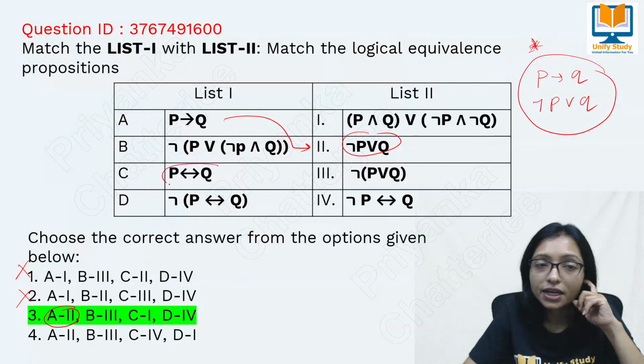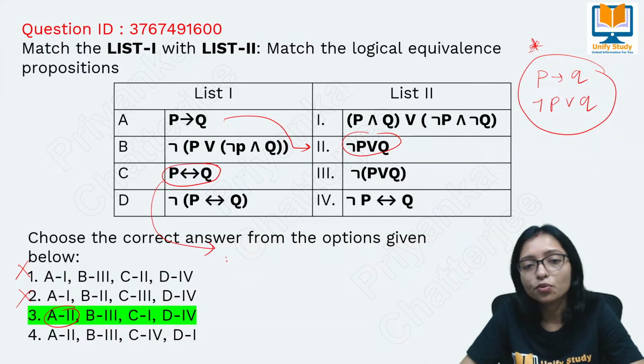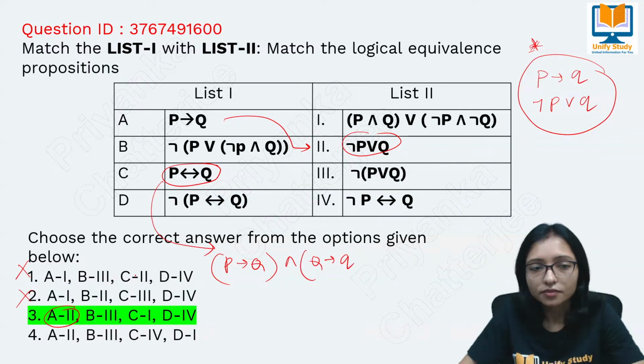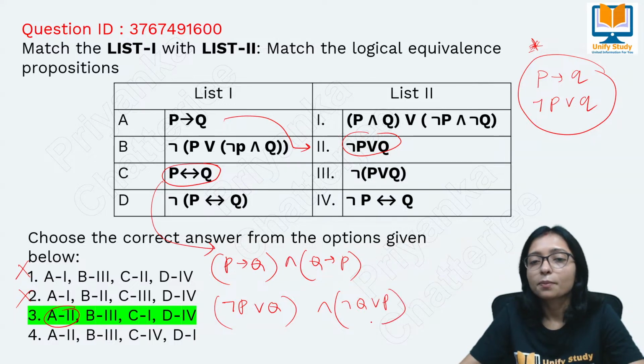Now what is the meaning of double implication? P double implication Q means P implies Q and Q implies P. That is the meaning of double implication. So it means not P or Q, and not Q or P. This is the meaning of double implication.